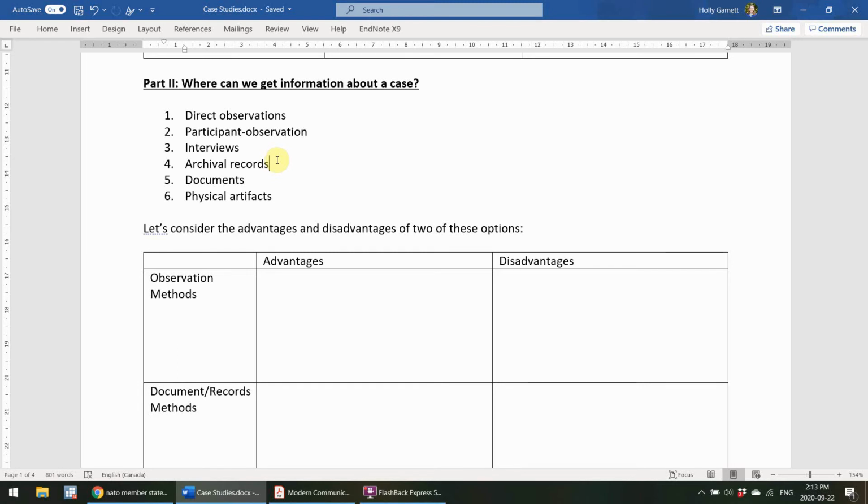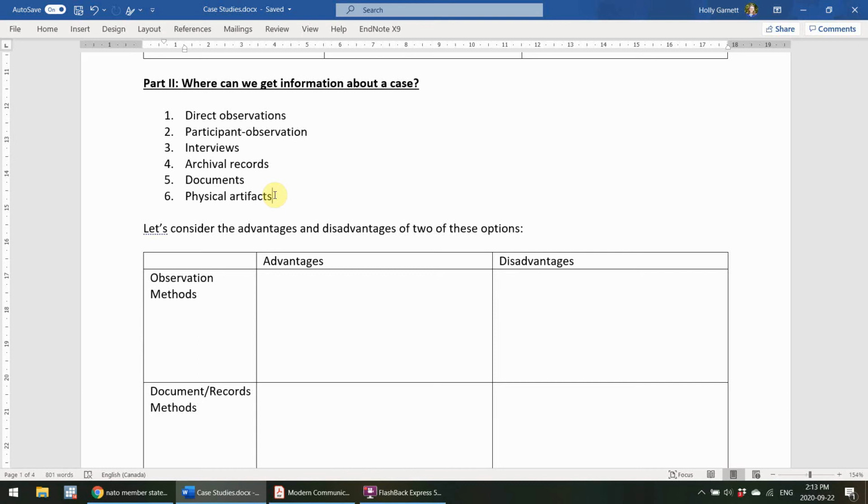You can also use other documents, so that could be government records, it could be computer files, it could be really any personal correspondence, any other written documentation. You might use an Access to Information Act to get copies of different reports and internal documents about your case, if it was about the government. And then physical artifacts, so something like archaeology, or looking at actual things from the past.